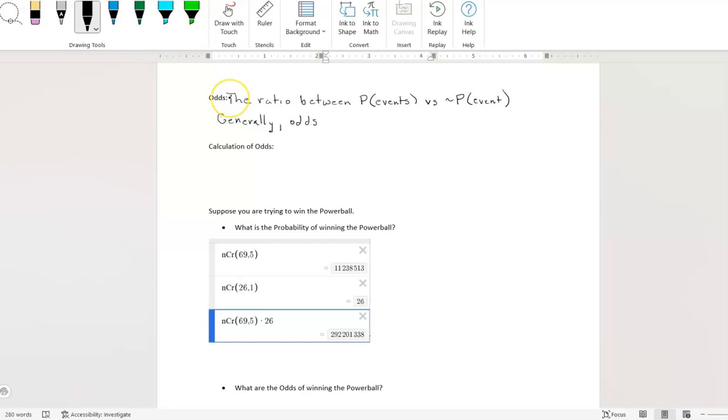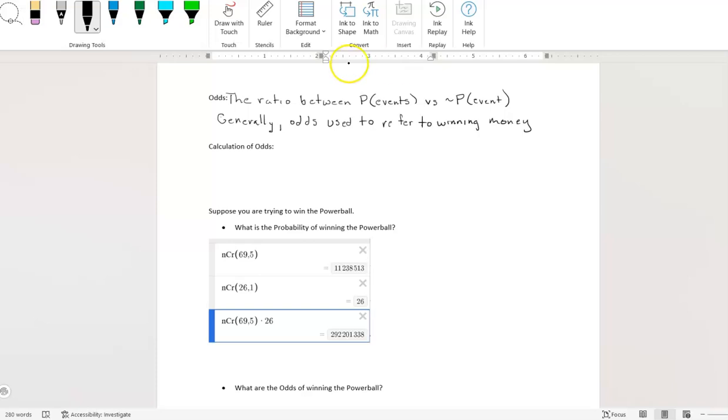So odds are used to refer to winning money. They are not the probability. Again, many times they're used synonymously, but they are actually not the same thing.